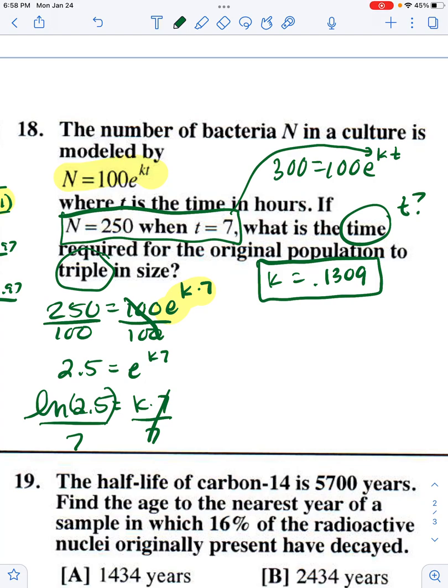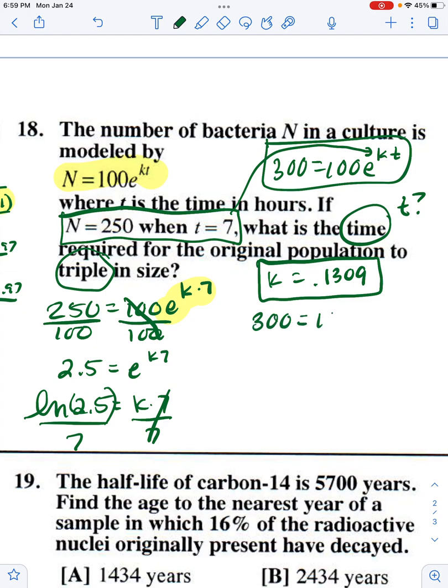And I get that K is 0.1309. That is absolutely not the answer to my question. That's just my rate of growth. And I'm glad it's positive because I'm going to be going from 100 to 300. I'm trying to triple, so I need it to get bigger, not smaller. So that was just to find the K.